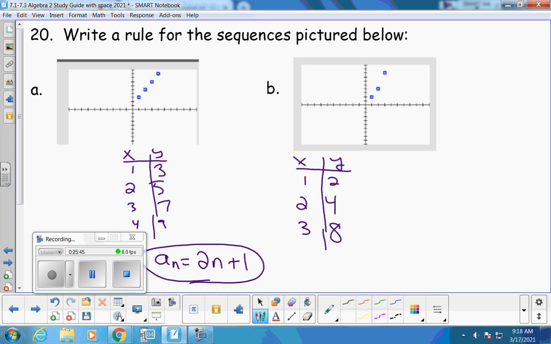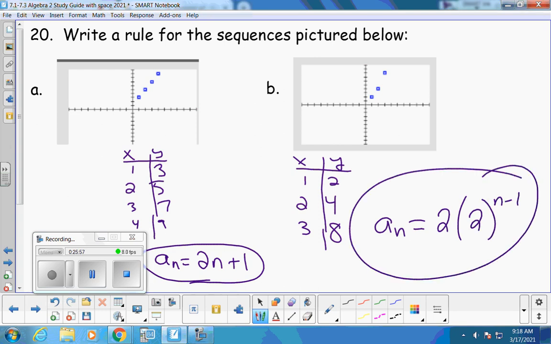So what type of equation do we think we're going to have? It's classic geometric, right? The r value is just 2. So the first term is 2, and the r value is 2. So I believe that's probably our best bet for our equation.